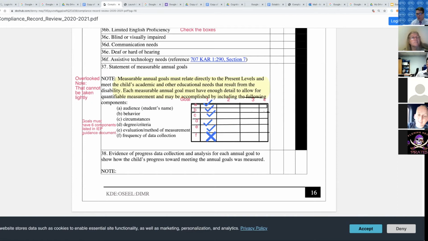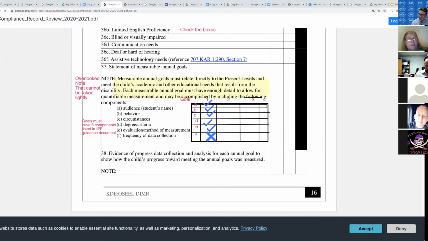So when we review files, we look to see, one, are all the components there, and two, is the goal itself measurable? And sometimes, I reviewed one this morning, all six components there, a beautifully written goal, but they use the word improve and increase instead of actually saying the student's going to read, or the student's going to write, or the student's going to count. Something we can see, hear, count, or time makes it measurable. So you've got to be careful about those verbs.